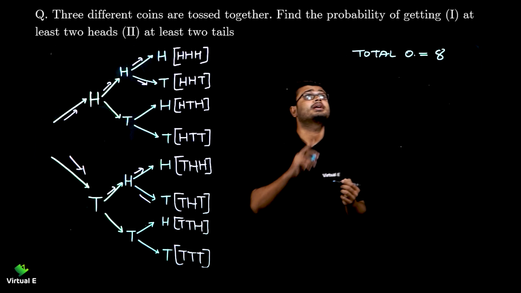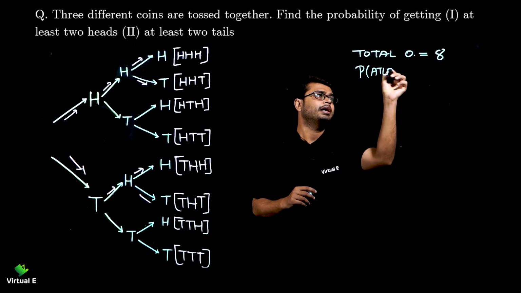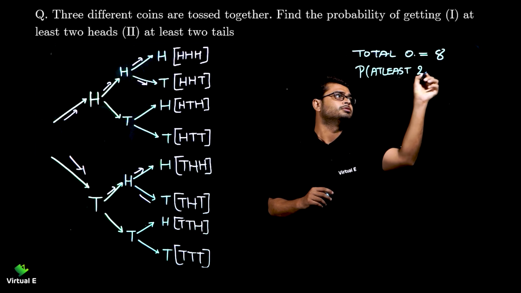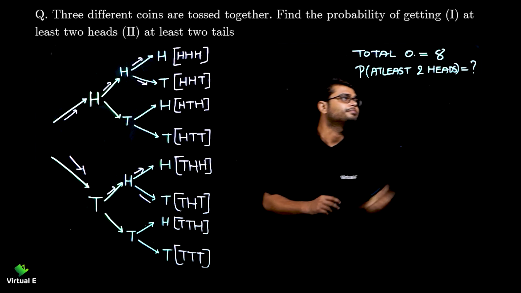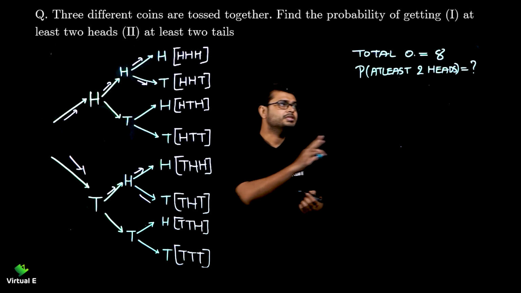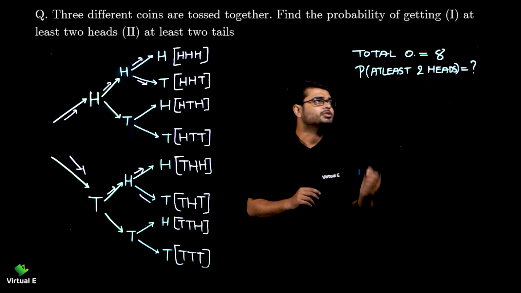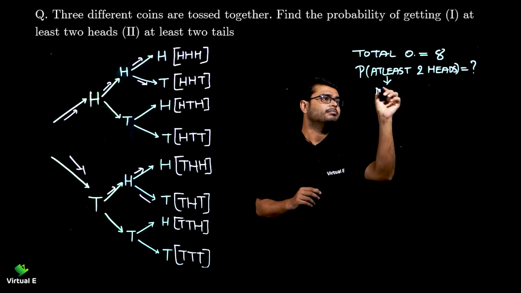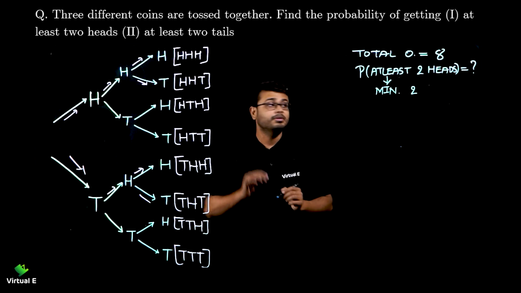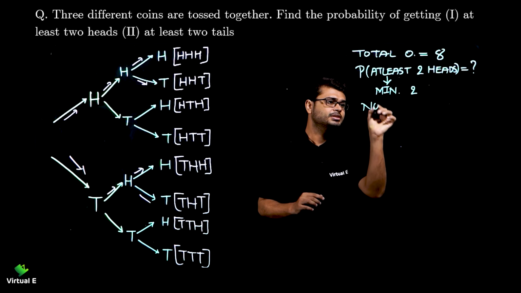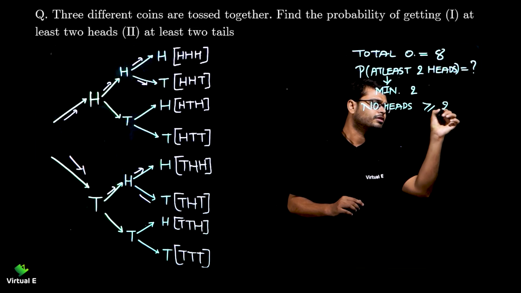Done. Now what do we want to find? At least 2 heads. So probability of at least 2 heads is equal to question mark. Now we have discussed this word "at least" in previous questions. Let's repeat one more time as well. At least means minimum. Minimum, at least 2 heads we want. So we can write that the number of heads can be greater than or equal to 2.